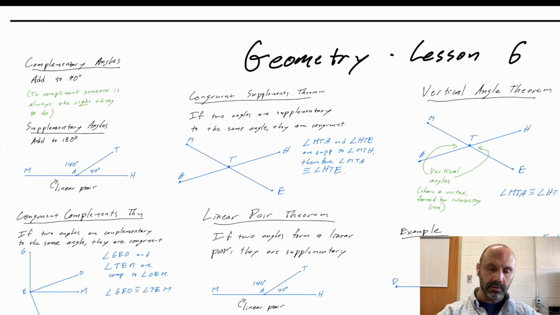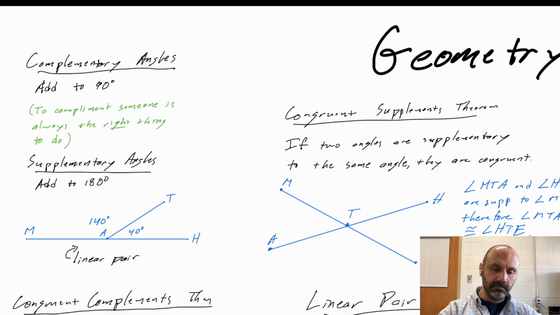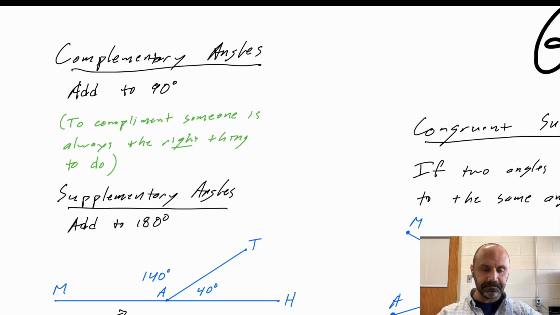We're on lesson 6. We're talking about some angles today, some angle theorems, and that sort of thing, some relationships. So let's get to it. The first angle relationship we're going to talk about isn't necessarily about whether angles are next to each other or not, but just that any two angles that add to 90 degrees are said to be complementary.